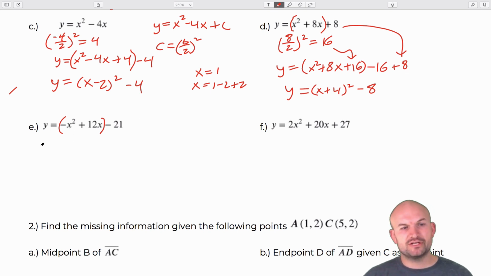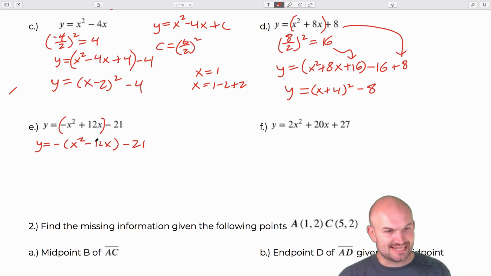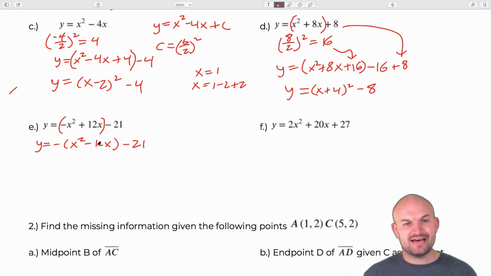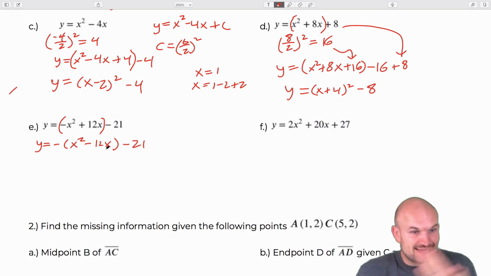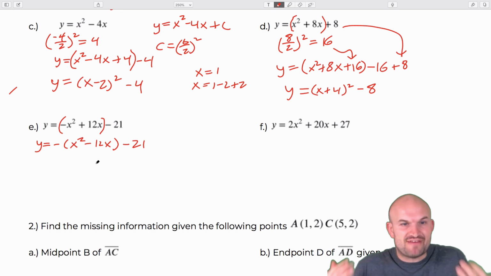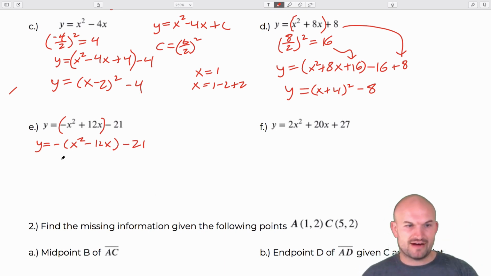So first thing I'm going to do is factor out the negative. Now I have x squared minus 12x minus 21. Now I can complete the square here. I have x squared minus 12x. It's kind of like this problem again. It's basically saying, how do I create this perfect square trinomial, right? How do I find this value c? I take the negative 12 divided by 2, which is negative 6, and then I square that. So negative 12 divided by 2 is negative 6. Negative 6 squared is going to give me a positive 36.